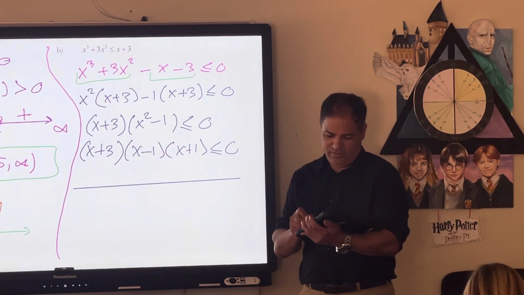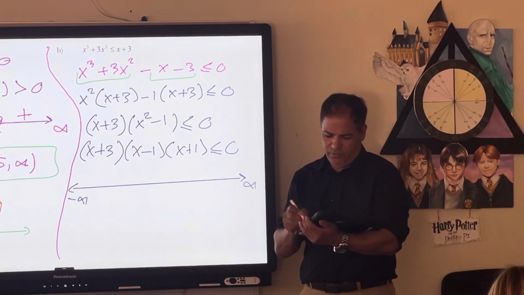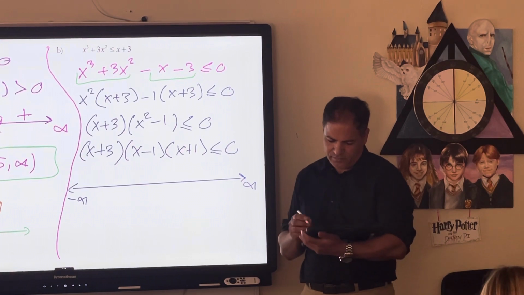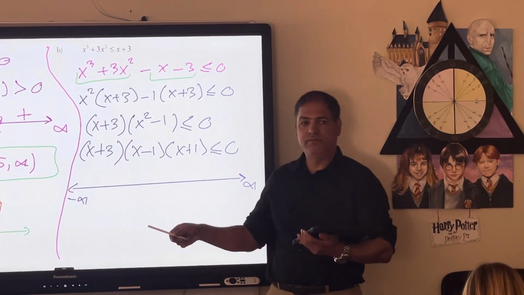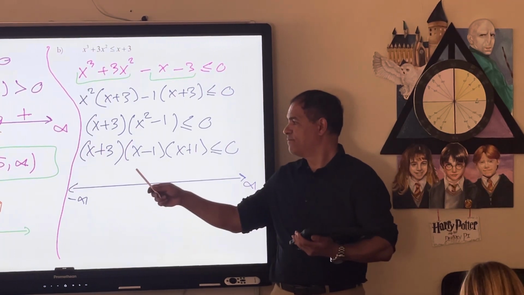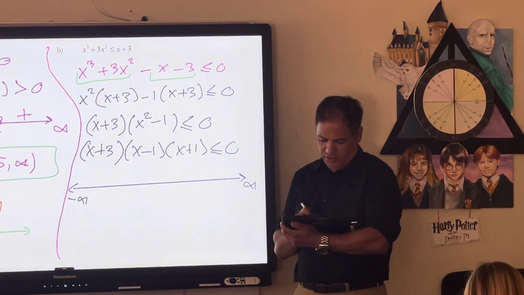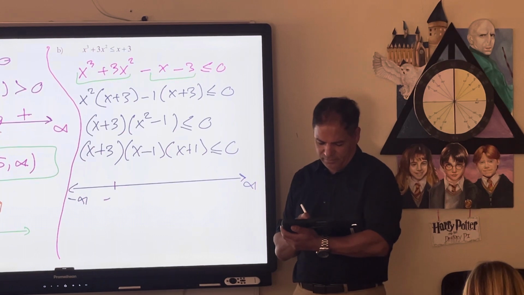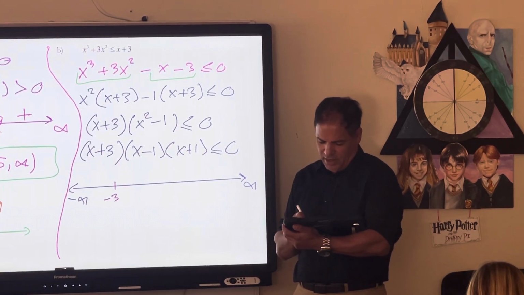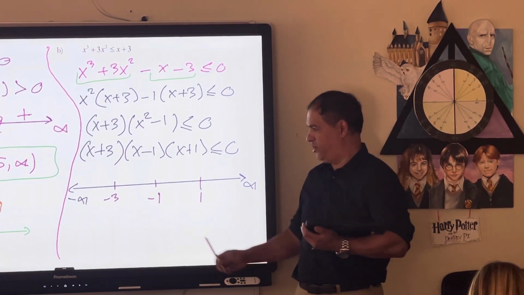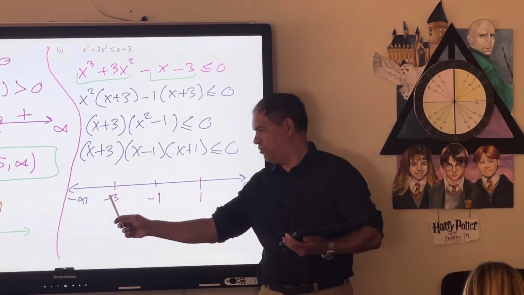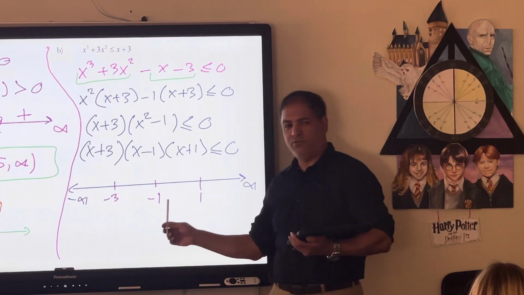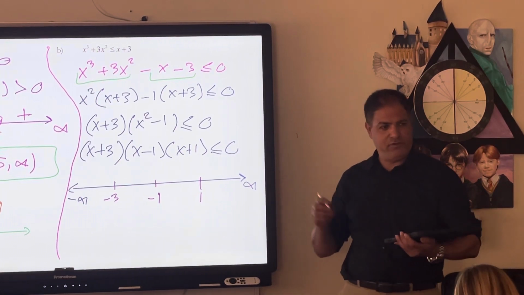Number line. We're ready for a number line. So the number line goes from negative infinity to positive infinity. And then the zeros are what? -3, +1, and -1. Good. So -3 and -1 and then +1. Make sure you have the correct sequence: the smallest, and then the next smaller than the plus values.